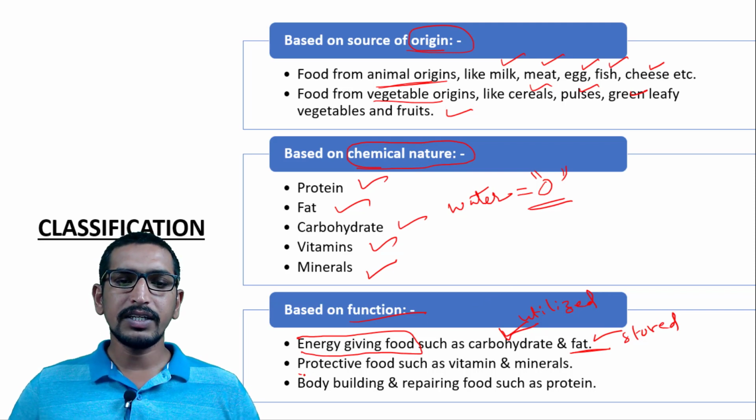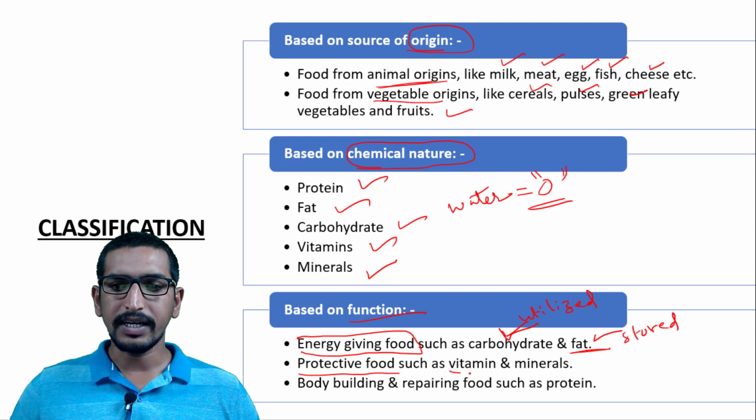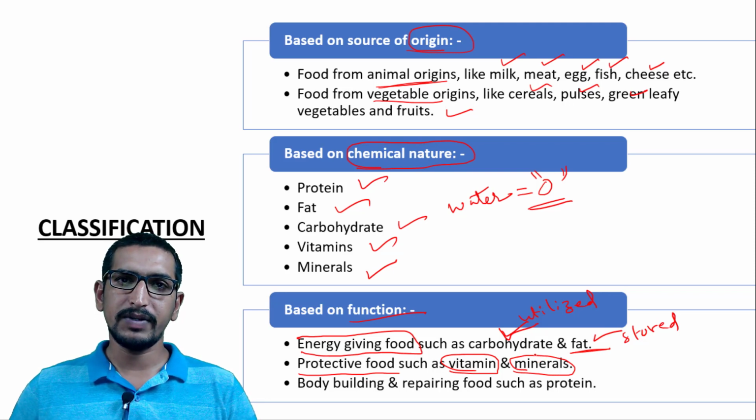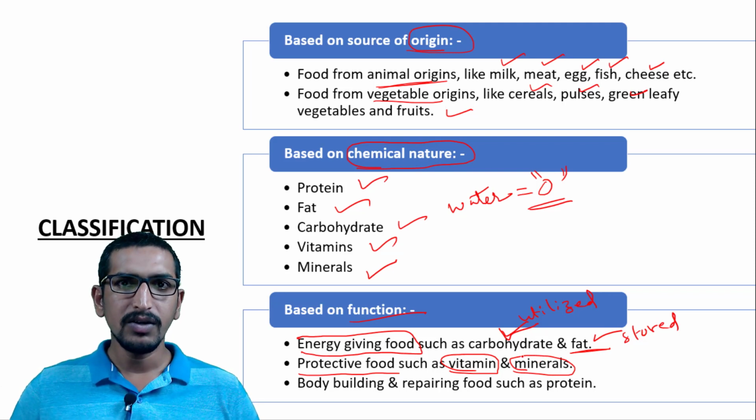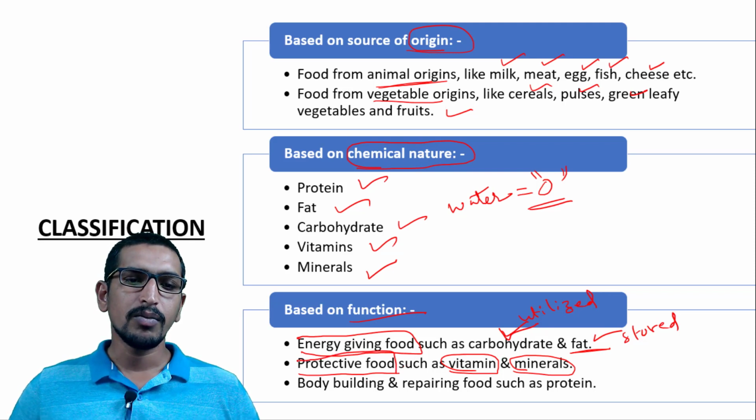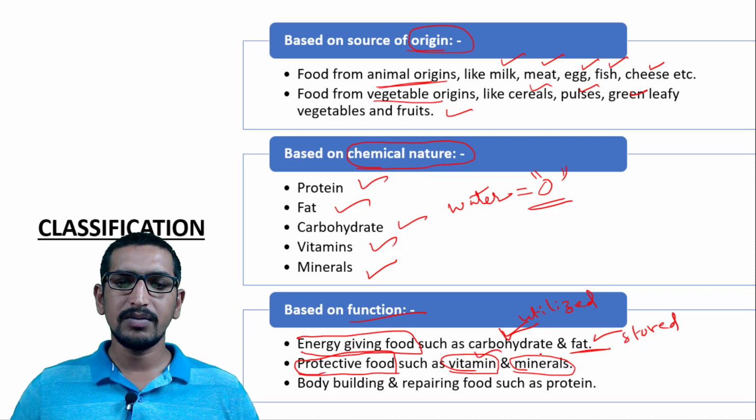And protective food. Protective foods are vitamins and minerals. Vitamins and minerals help in the protection of the body, especially acting as coenzymes for the breakdown process and neutralizing in the body, especially what we call the homeostasis mechanism. So those foods we call protective food. Protective food examples are vitamins and minerals.